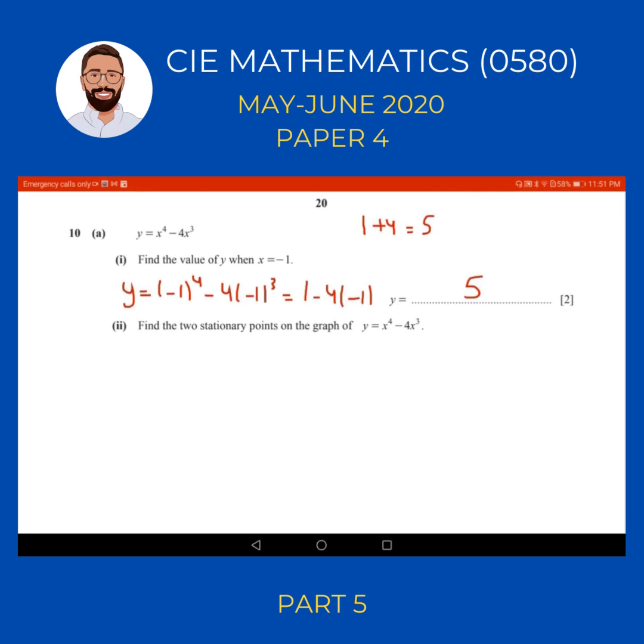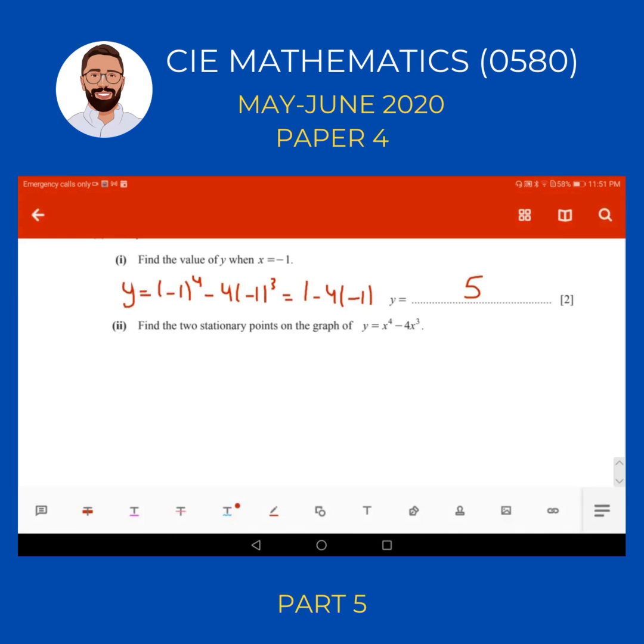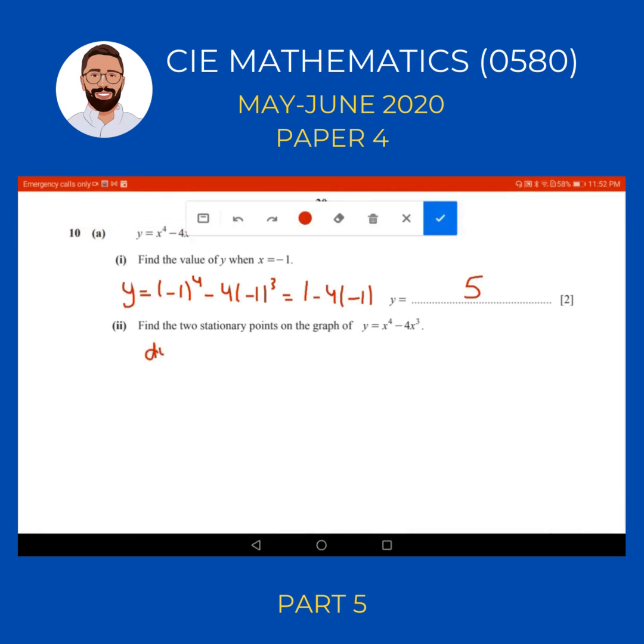In part I, we need to find two stationary points on the graph. So to find the two stationary points of the graph, we need first to find the first derivative. So dy over dx is equal to 4x cubed minus 12x squared. So always to find the stationary points or the turning points, you need to find the first derivative and then equate the first derivative to 0. So the first derivative is 4x cubed minus 12x squared, and that's equal to 0.